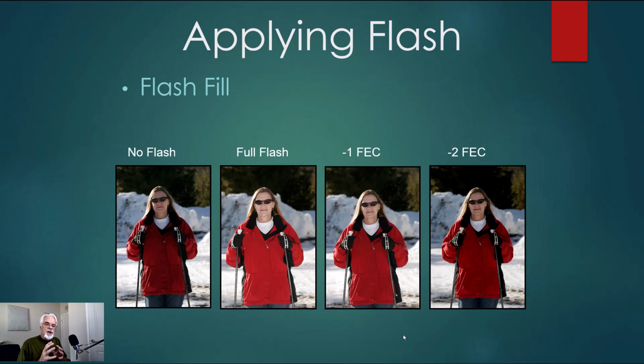Now let's take a look at flash fill. On the left side, we saw this in the last video, no flash at all. Then in the second from the left, this one, full flash. Then -1 flash exposure compensation, -2 flash exposure compensation. So again, we saw this, but it's giving you an idea of the output level of the flash, and the shutter speed can change everything all around from flash fill to flash key.